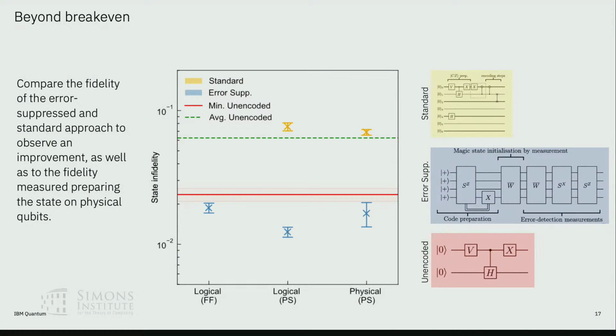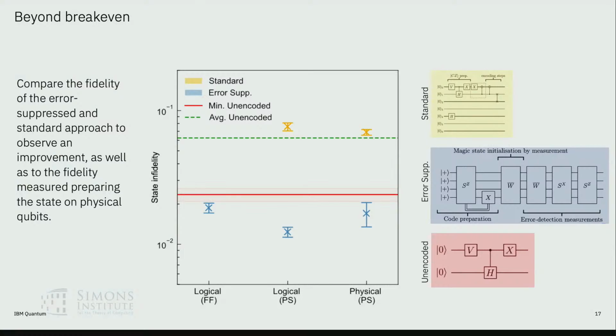So the results that we have here, let's start from the red unencoded results, which is just on the 2 physical qubits. In the graph, the x-axis, the y-axis is the state infidelity, and the red line there is showing the minimum infidelity that we got from this single device. It's a 27 qubit device. There are 28 different pairs of 2 qubits that we could choose from. We run this unencoded state, magic state preparation on all of them, and this is the minimum infidelity that we could get.